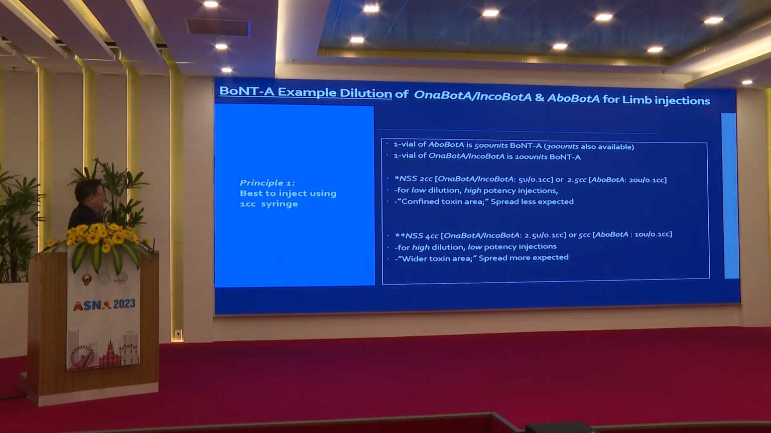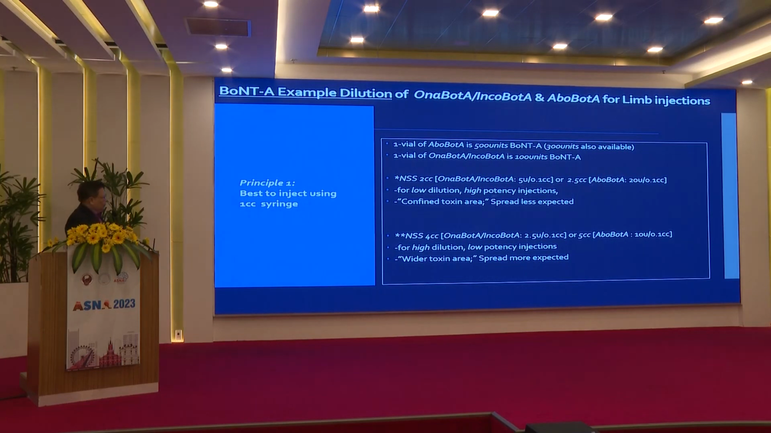So if you have a vial of abobotulinum toxin, 500 units, of course, there is a 300-unit vial. And you have another vial of ONA or Inco of 100 units. You mix, for example, saline, 2 ml for the ONA/Inco, and you end up with 5 units per 0.1 cc. For the abo, you mix it with 2.5 ml, and you end up with 20 units per 0.1 cc. So you have, therefore, what is referred to as low dilution.